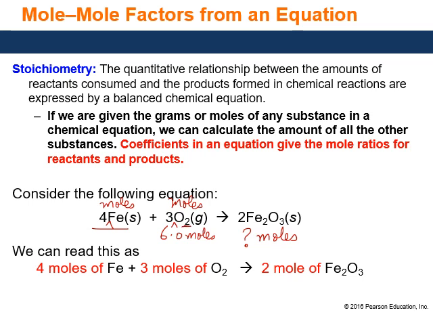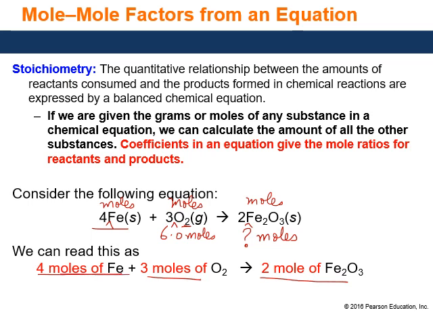For every 4 moles of iron, you would make 2 moles of iron oxide. So basically, your chemical reaction, you can read it in this format. 4 basically means 4 moles of iron, 3 moles of O2, 2 moles of iron oxide. So this is your chemical reaction now, and it tells you how each quantity is related to each other.